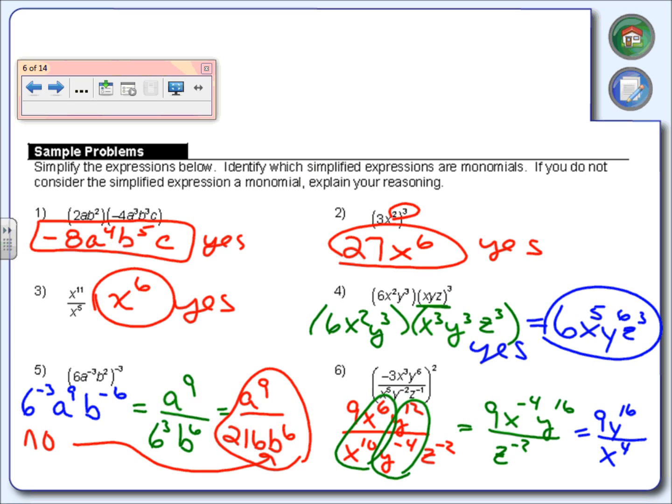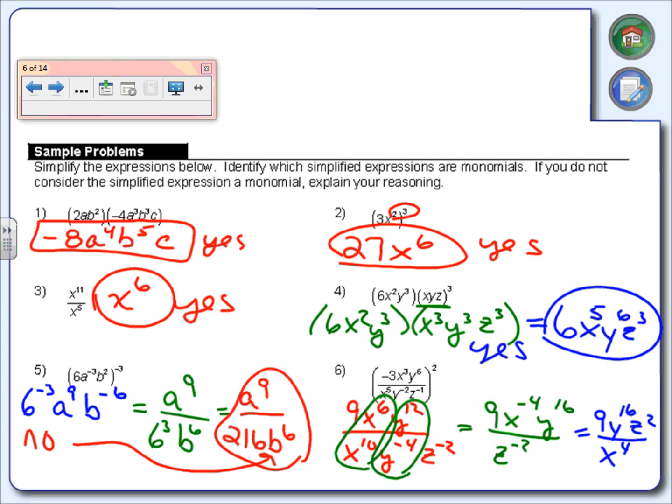That z to the negative 2, though, can't leave it there, and that's because it has a negative exponent. So what are we going to do if it's already at the bottom? We're going to move it up to the top. So now it's going to be up here, z, and now we've got a positive exponent, positive 2. So we should end up with 9 y to the 16th z squared all over x to the 4.